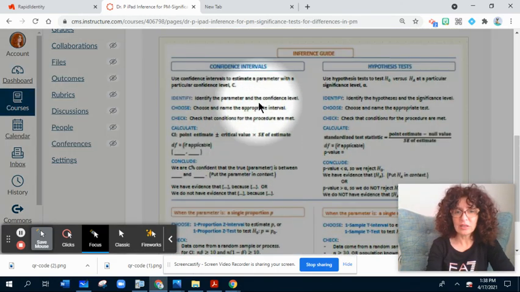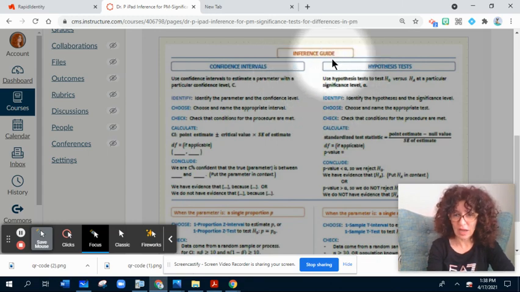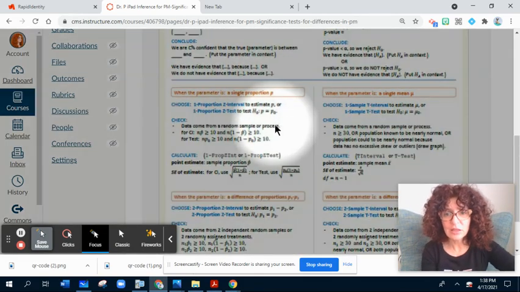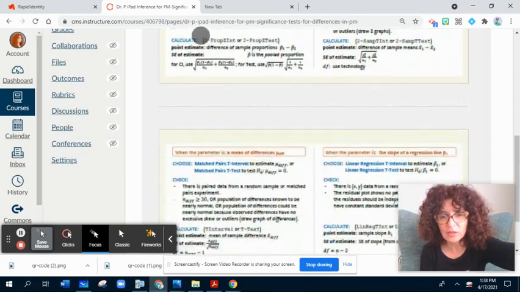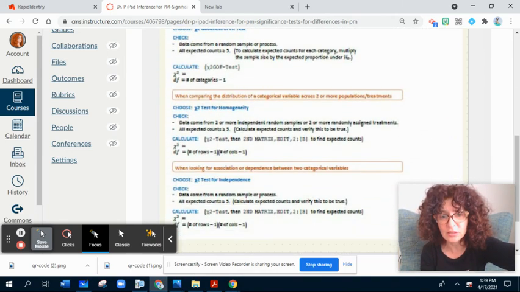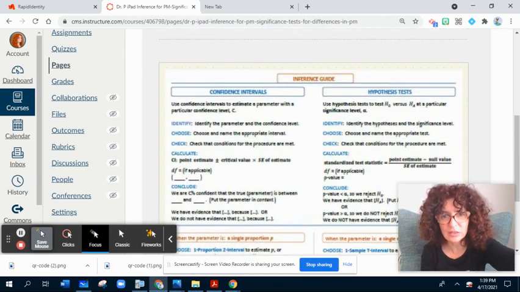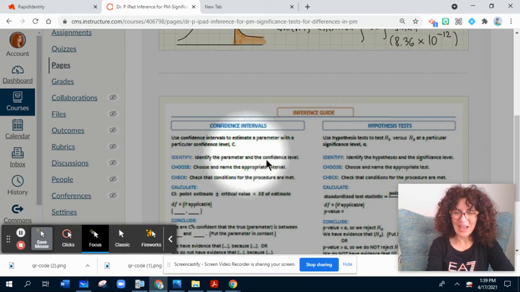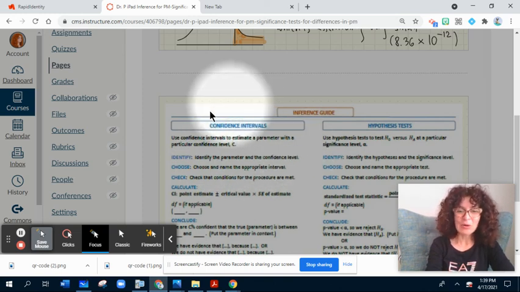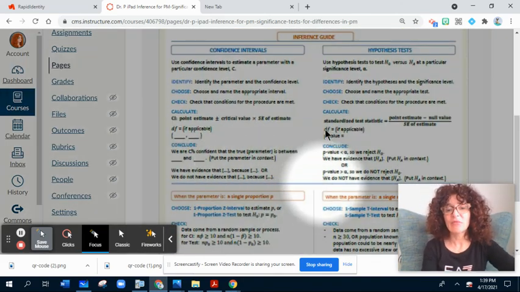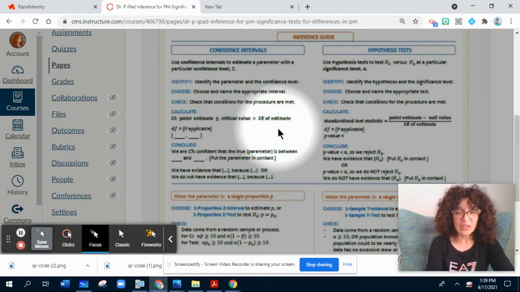I attach in this material an inference guide for confidence intervals and hypothesis tests, using all the chapters that you studied in statistics. I will attach this material, these iPad lessons, next to the video on the district site. So please use this because it will help you to understand all the inference procedures that you studied in the AP statistics course.